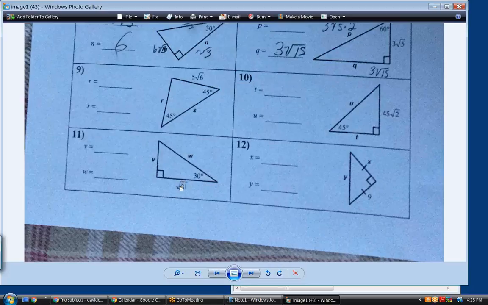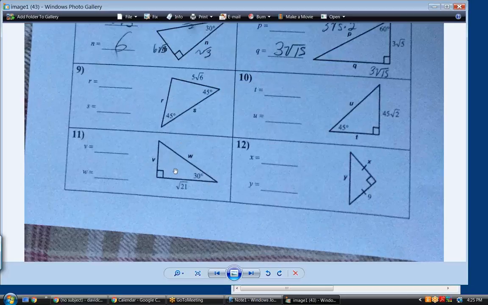Well, maybe. So you set up, the concept that I really want you to get is that we're comparing this side here with any other 30, 60, 90 similar triangle. And the one I'm going to compare it with is my unit one. So to figure out W, I know that on my unit triangle, W is 2. So I need to know how much bigger this triangle is than my unit triangle.